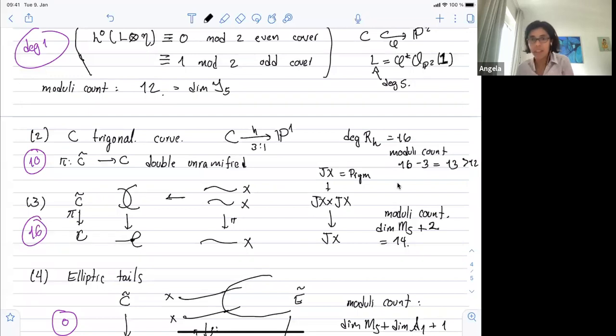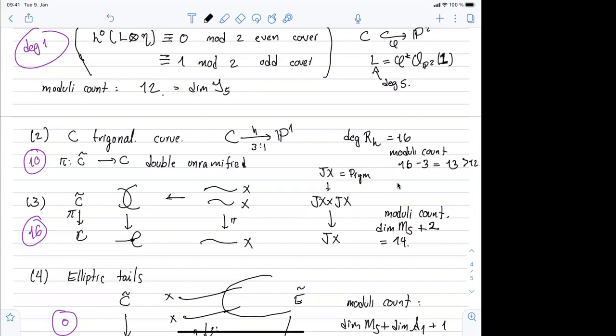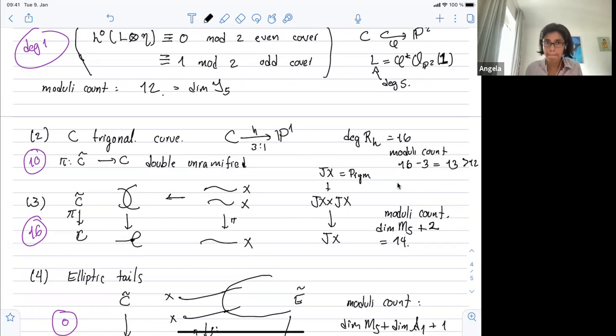Yes, please. The first thing: when you write this exact sequence with a normalization, I guess you have a Jacobian of the normalization. I assume that if the normalization is disconnected, you take the product of the components. Many smooth components. Yes, that's just the first thing.